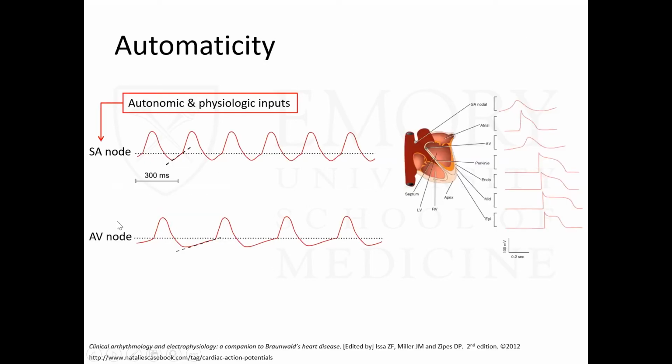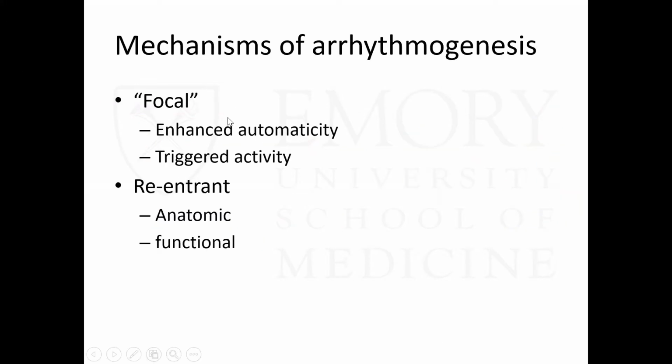And automaticity can be influenced both by autonomic and physiologic inputs. So as you're resting, as your heart rate, exercise and your catecholamine levels go up, that causes the SA node to depolarize spontaneously faster and faster, and you end up with sinus tachycardia, which is what should happen when you're exercising. So as we said already, there are a number of arrhythmias that can be due to automaticity.